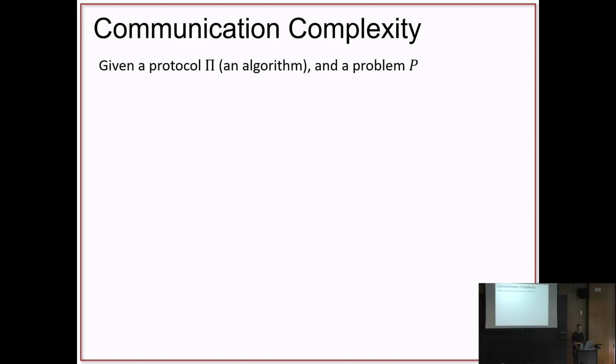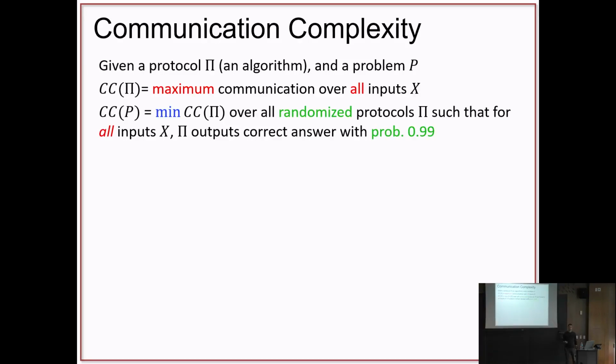So say we're given some protocol, which you can think of as just an algorithm, and some problem such as k-median. The communication complexity of the protocol is, over any input, the maximum number of bits communicated. And the communication complexity of the problem, for instance of k-median, is the minimum communication complexity of all algorithms that solve the problem on every input. So there are a couple more quantifiers here.